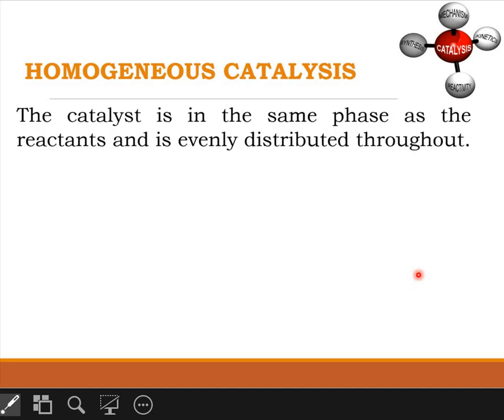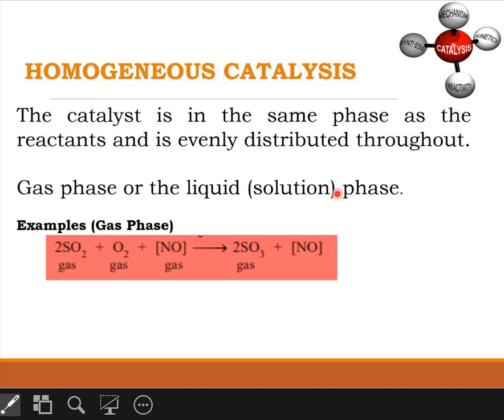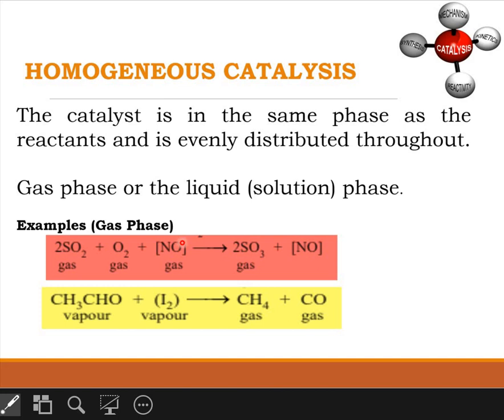A catalyst is in the same phase as the reactant and is evenly distributed throughout. Usually this type of catalysis occurs in a gaseous phase or in a liquid phase. Let us see some examples of homogeneous catalysis. The first one is the oxidation of sulfur dioxide to sulfur trioxide with nitric oxide as a catalyst. Look at this reaction: the reactants sulfur dioxide and oxygen and the product are in a gaseous phase, and similarly the catalyst is also in a gaseous phase. The next example is the decomposition of acetaldehyde with iodine as a catalyst.